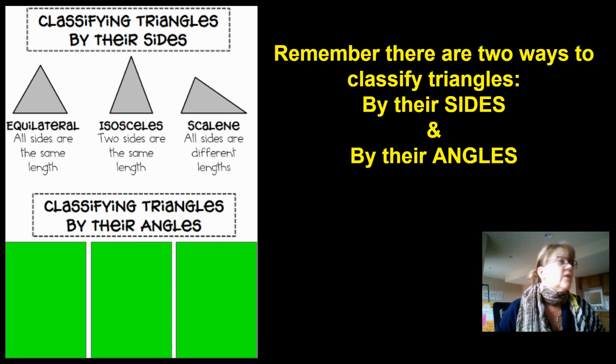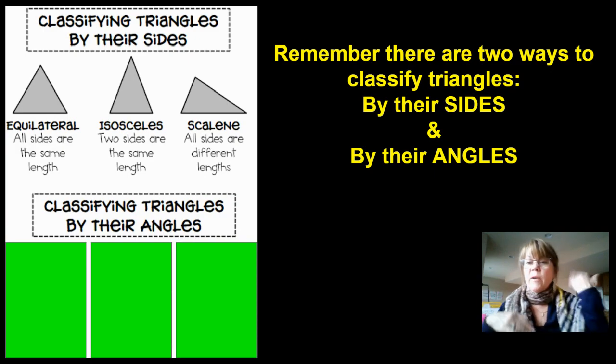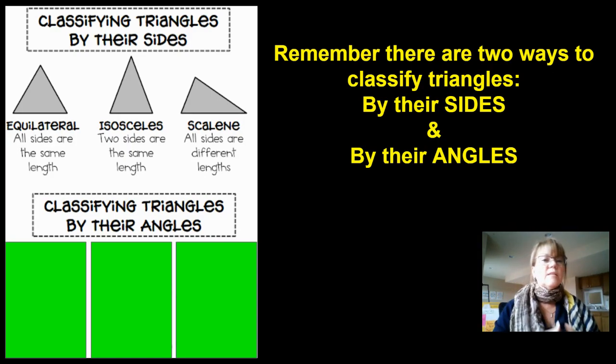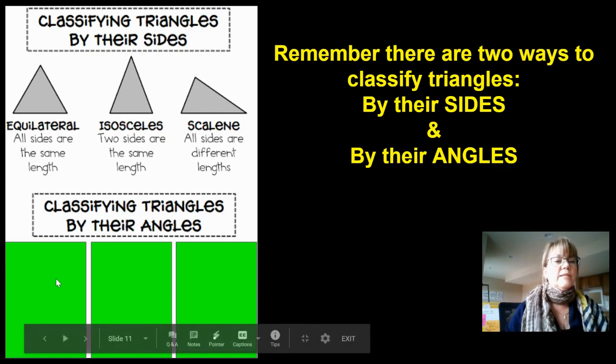Now, a scalene triangle is like a scale. On a scale, you may weigh one weight and your mom might weigh a different weight, and dad a different one, and maybe your puppy or your brother or your sister weighs all different weights. So think of a scale for scalene. It's all different lengths in this case, not weights.